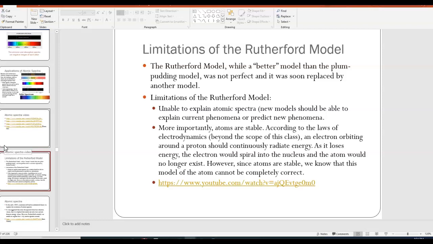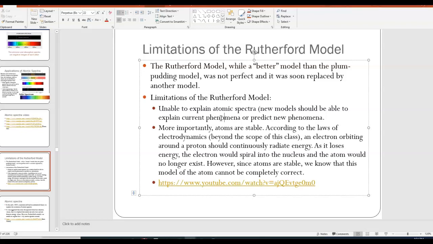Here are two significant limitations of the Rutherford model. First of all, the Rutherford model basically gave us no way to explain the existence of atomic spectra. Now remember, atomic spectra were known to exist even in the 1800s. Rutherford model was developed in the early 1900s, and even decades later, the Rutherford model was not able to explain why do we have atomic spectra. We know they exist, but why? Okay. Ideally, a new model in physics should be able to explain current observations. Rutherford model couldn't do that.